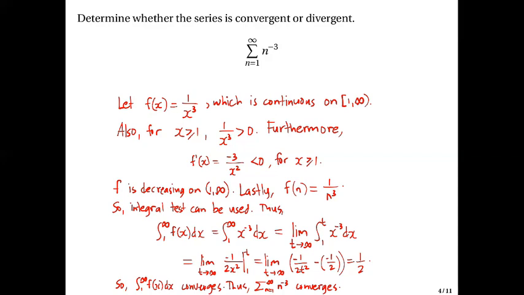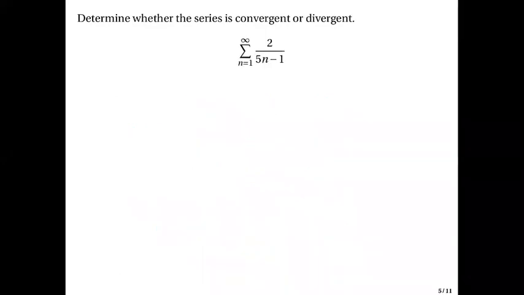Next problem. Same. Determine whether the series is convergent or divergent. We have the series the sum from n equals 1 up to plus infinity of 2 over 5n minus 1. Okay? So in here, same process. You check all the conditions before you apply. Okay?